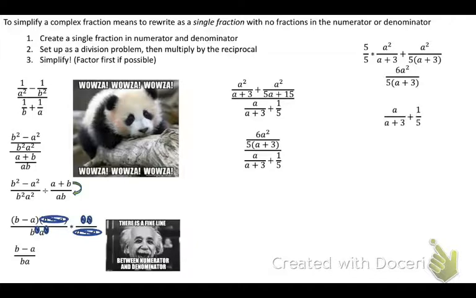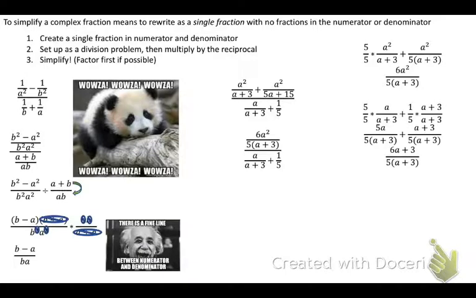For the bottom, we can combine that. So a over a plus 3 plus 1/5. So I'm going to multiply the first one by 5 and the second one by a plus 3. So we end up getting 5a over 5 times a plus 3 plus a plus 3 over 5 times a plus 3. So that's 6a plus 3 over 5 times a plus 3.